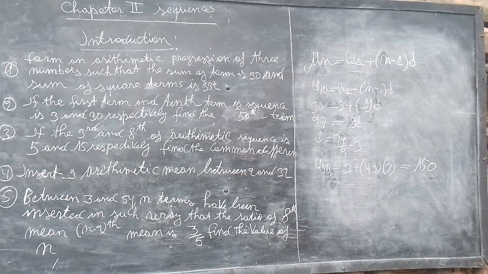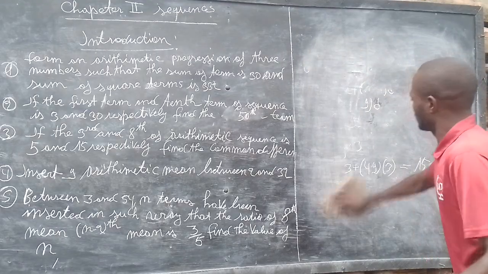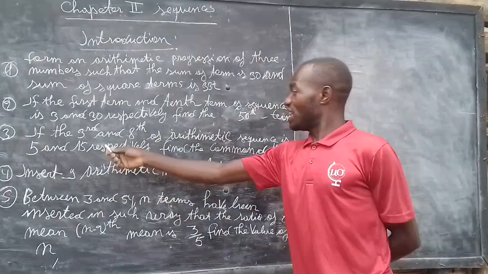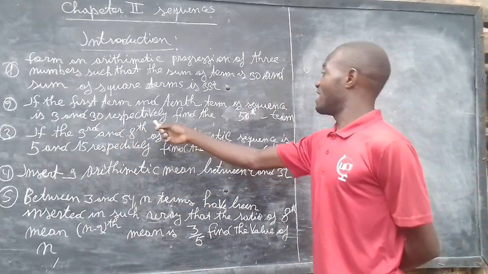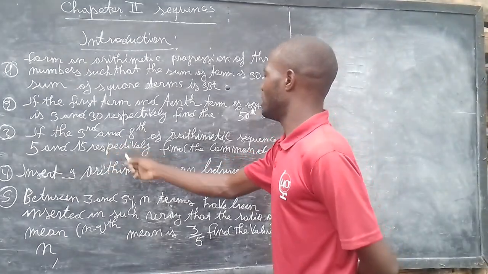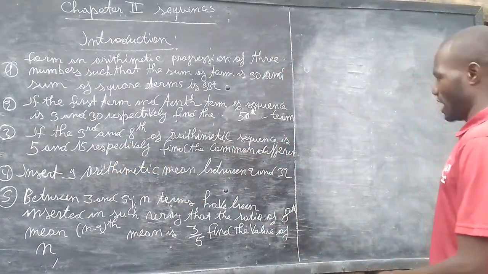So let's move to the third question. Here we have: if the third and the 18th terms of the arithmetic sequence are 5 and 15 respectively, find the common difference. Here we are asked to determine the common difference.